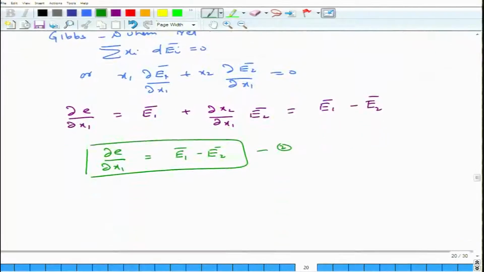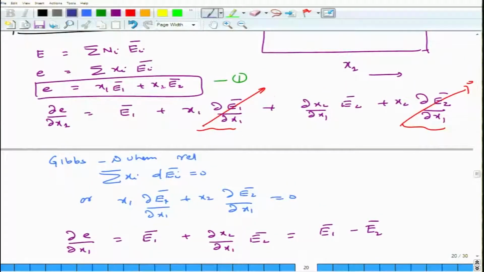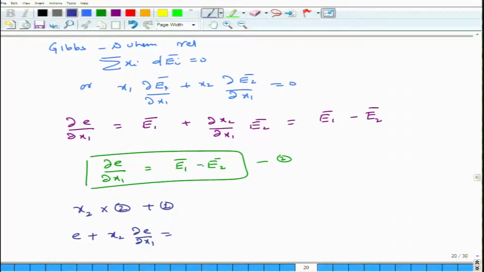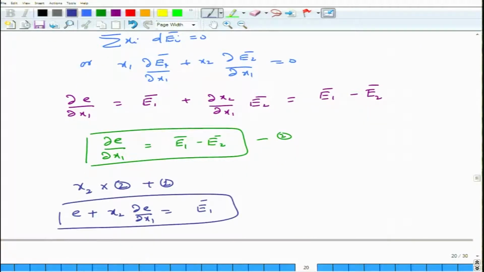So, if I use this one, if I multiply by x2, multiply 2 by x2 and then add 1, the first one, what I am going to get is E plus x2 del E by del x1, because I am going to multiply x2 here. On the right hand side, since I have multiplied by x2, this part will get cancelled out. So, what remains is basically nothing but U1. So, this is one expression we got.